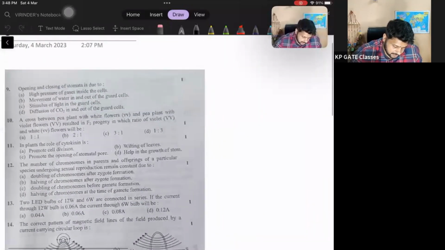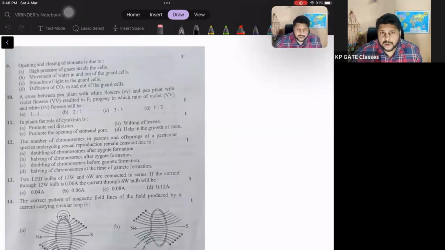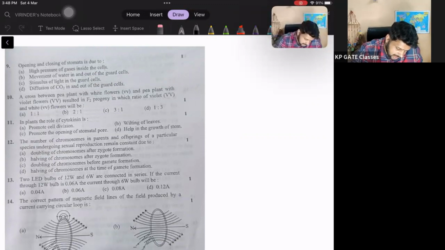Now let's come to the next question. Question number 9. Opening and closing of stomata is due to the water absorption and water release. So the answer is not high pressure of gas inside the cell. No, it is movement of water in and out of the guard cells. Good. So this question's answer is option B.